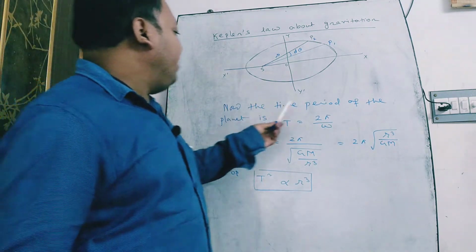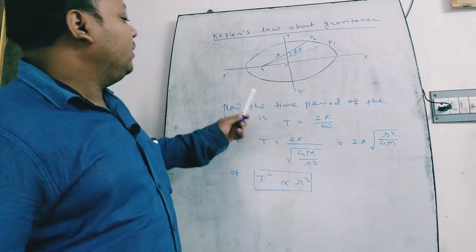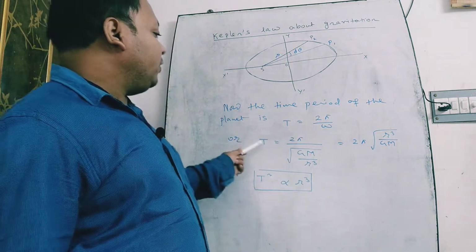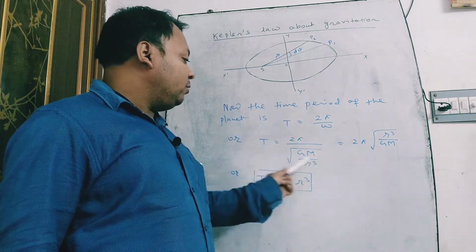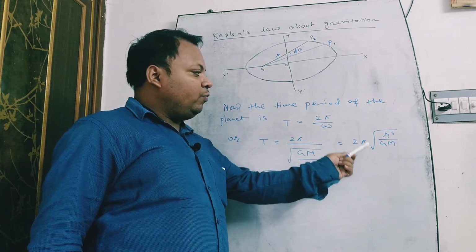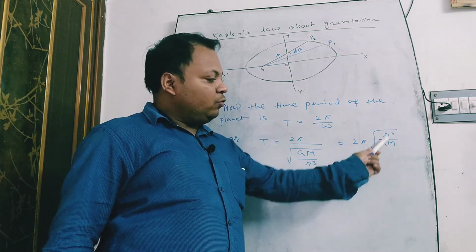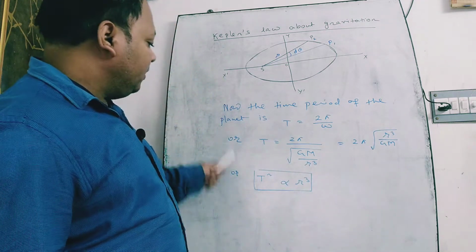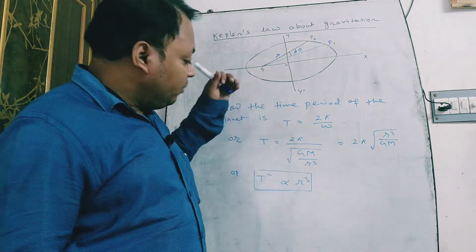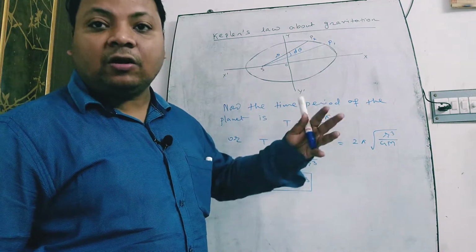Now the time period of the planet is T = 2π/ω, or T = 2π/√(GM/r³). This is equal to 2π√(r³/GM). This gives T² proportional to r³, which proves Kepler's third law of planetary motion.